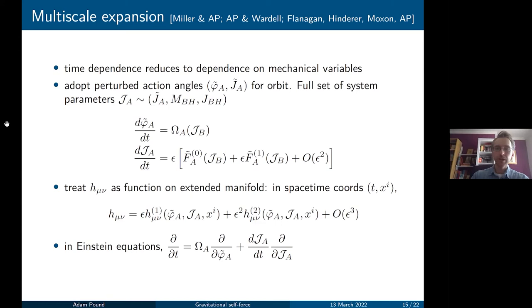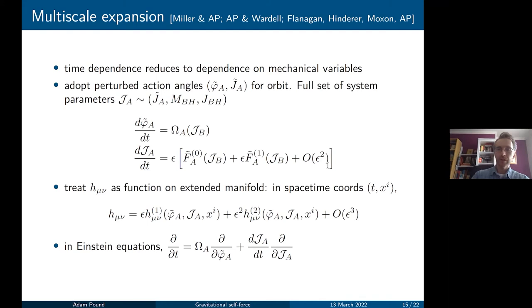So the idea here is we're expanding everything in powers of epsilon at fixed xi, fixed phi a, fixed ja. So when you use the chain rule like this, when you have this dj dt, you've got to expand that like this. You substitute that into the Einstein equation as well.